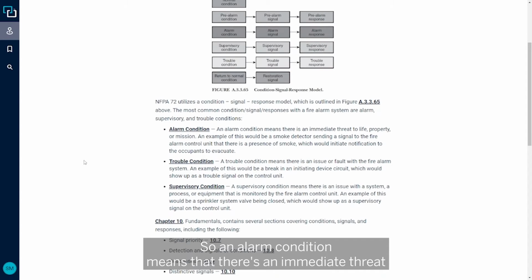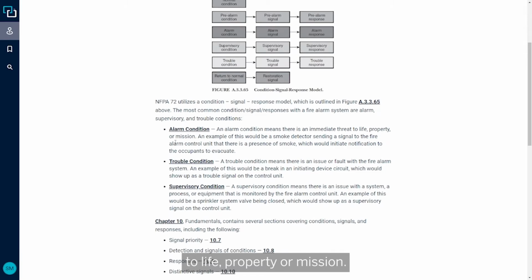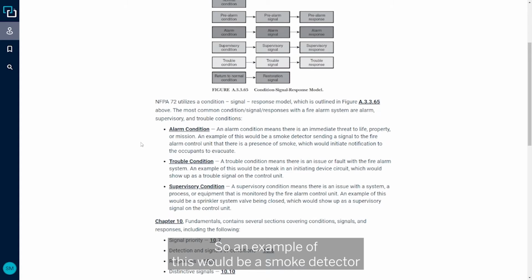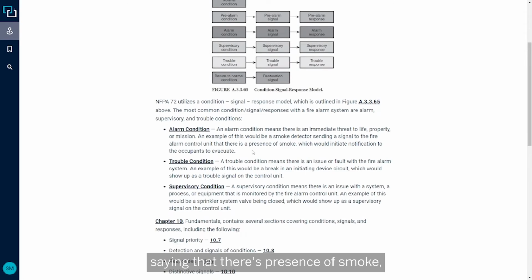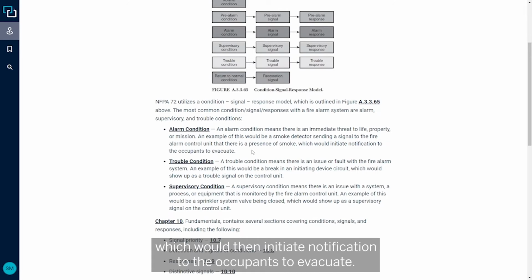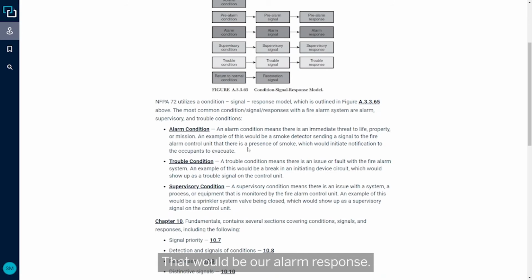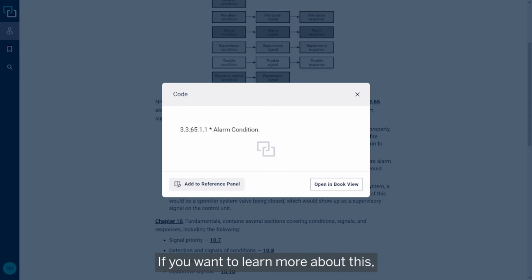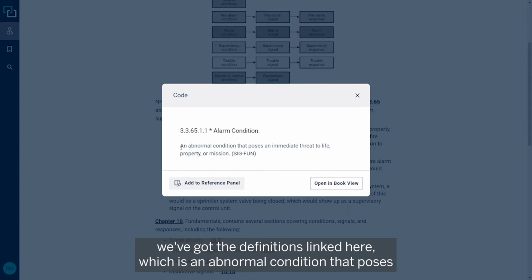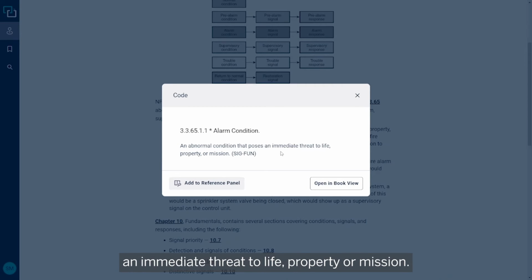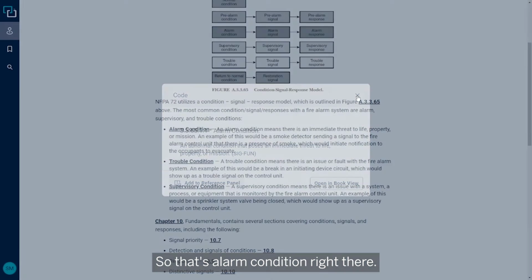So an alarm condition means that there's an immediate threat to life, property, or mission. An example of this would be a smoke detector sending a signal to the fire alarm control unit saying there's presence of smoke, which would then initiate notification to the occupants to evacuate. That would be our alarm response. If you want to learn more about this, we've got the definitions linked here, which is an abnormal condition that poses an immediate threat to life, property, or mission. So that's alarm condition right there.